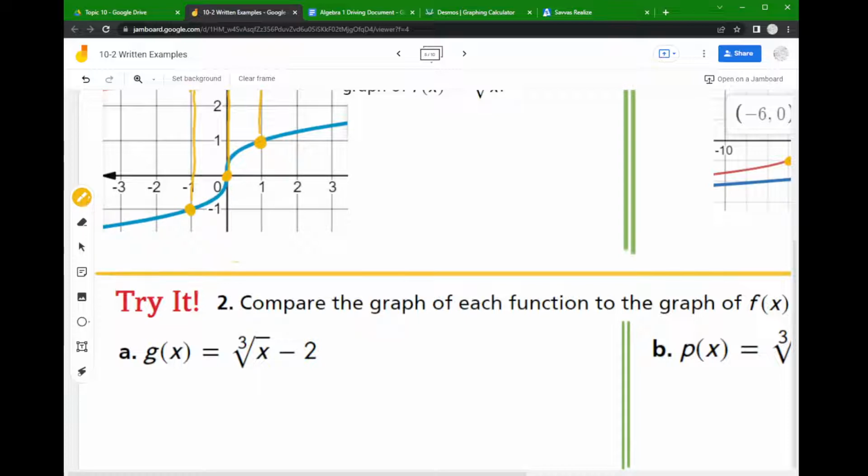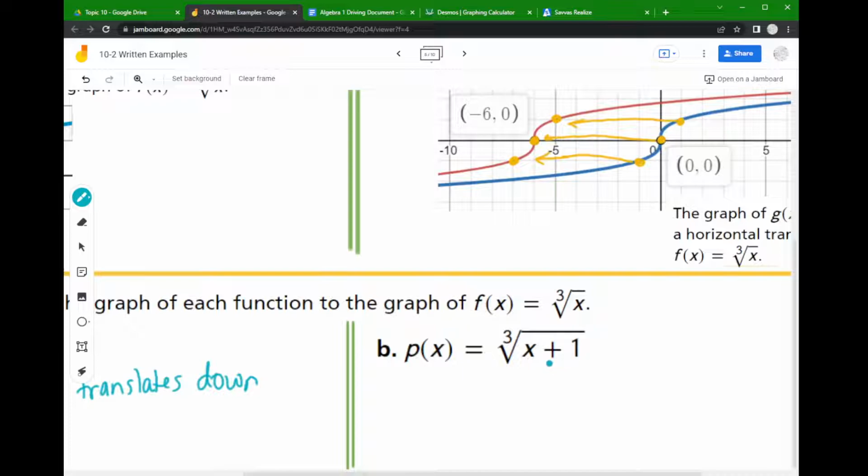Alright, so let's get into the try it. So here in the try it, I have a minus 2 that is outside of the cube root radical there. So that's a k value. And when you get a subtraction of k, your graph translates down. So it's a vertical translation. What direction? Down.